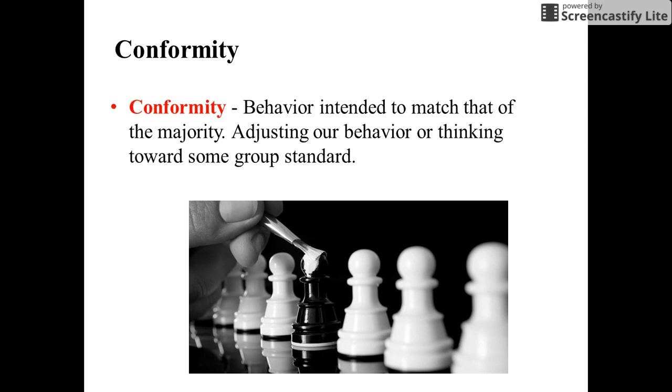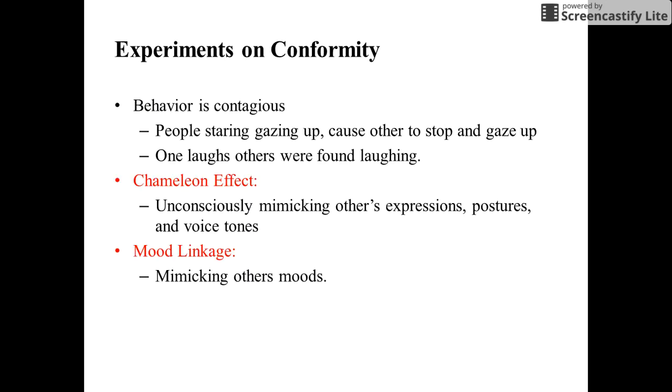So the first one is conformity. Conformity is a behavior intended to match that of the majority. One may adjust your behavior or your thinking towards some group standard. So here you have the picture of if everything is white, the person might conform and change their color to white. So there have been experiments done on conformity, and what they found was behavior is often contagious.